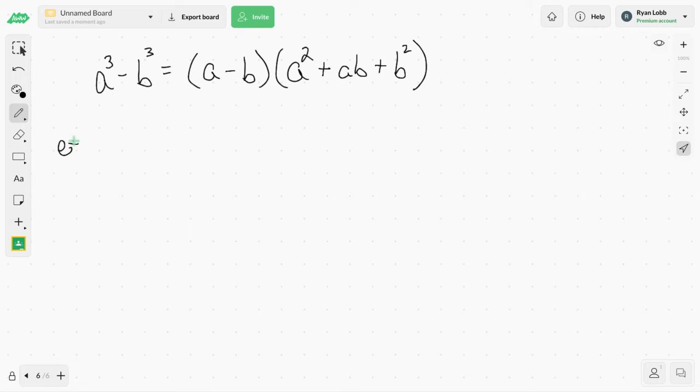So for example here, all right, a little example here. Let's start with a kind of pretty basic one. Let's go with y cubed, and we'll go with minus 64. Okay, y cubed minus 64.